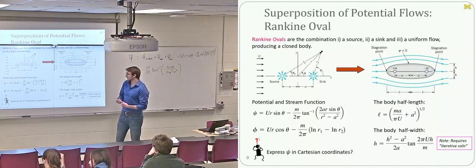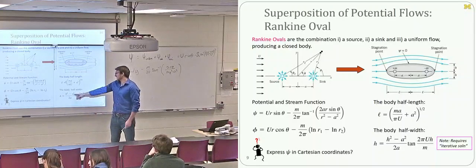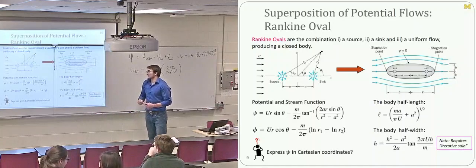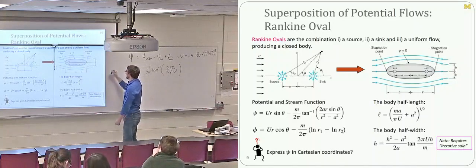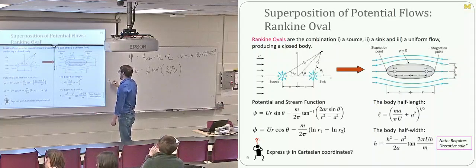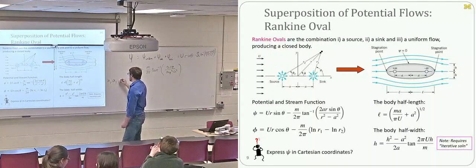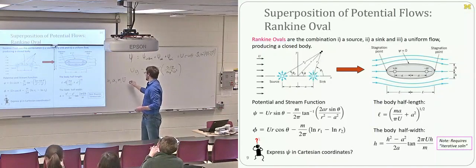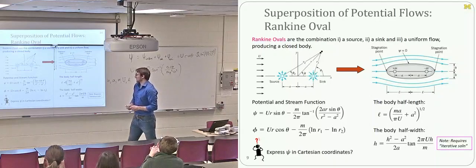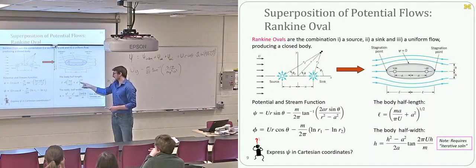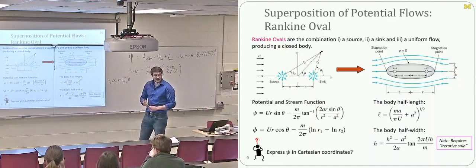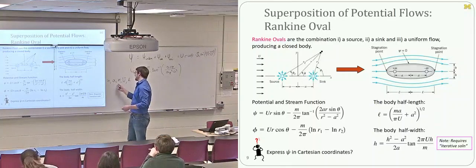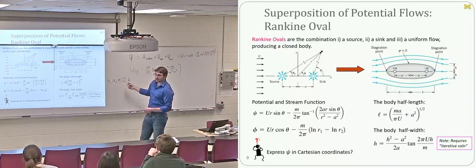What we can do, though, is specify a desired value of h and calculate the value of a that's required to get that. The entire problem is constrained by h, a, m, u, and l. By taking this and this, we can knock out two of these as unknowns and turn it into a function of any three of these variables.